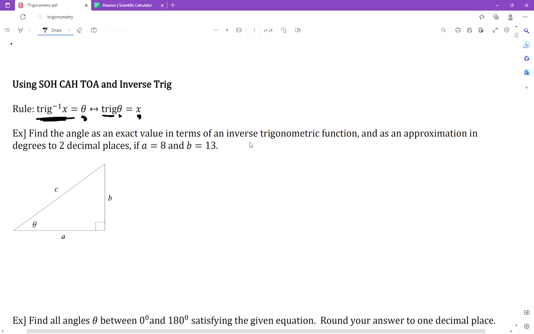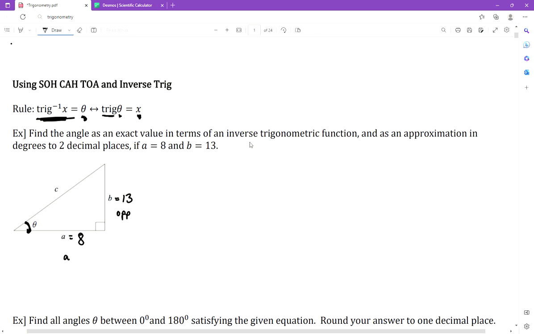So in this problem, it says find the angle as an exact value in terms of an inverse trig function and as an approximation in degrees to two decimal places if a equals 8, so let's just put that in, there's 8, and b equals 13. Okay, and we're trying to find this angle. I'm just going to mark it. We see theta there.